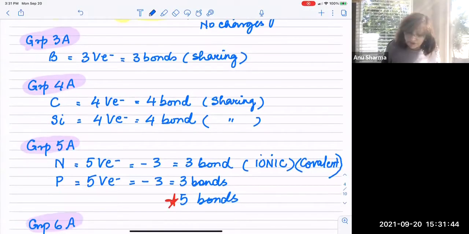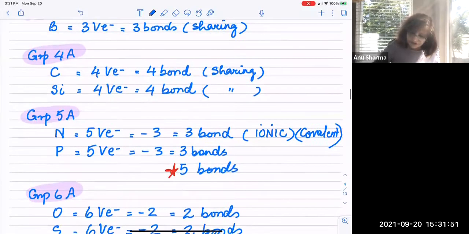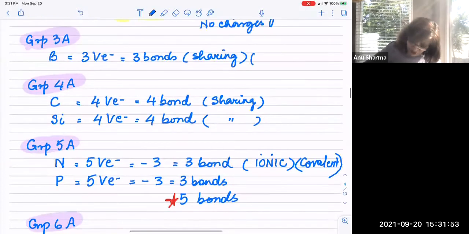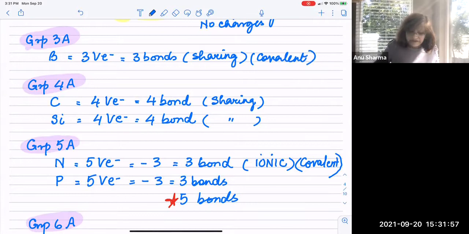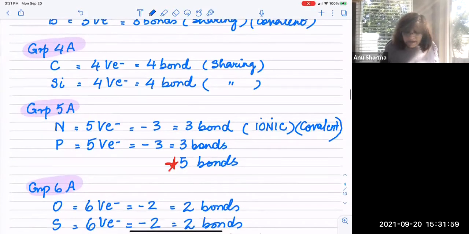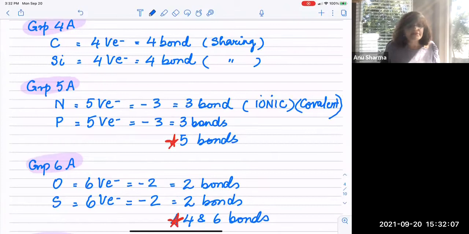Then comes group 3A. Group 3A has 3 valence electrons and forms 3 bonds, like boron. These are formed by sharing, so that is covalent bonding. Next is carbon. Carbon can form +4, -4, and it can also form by sharing, but it's still going to be only 4 bonds. Silicon, again, 4 valence electrons, 4 bonds formed by sharing, and so forth.